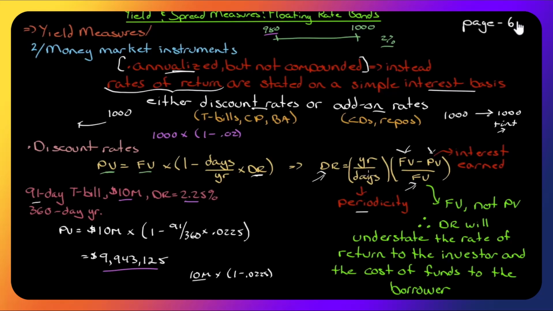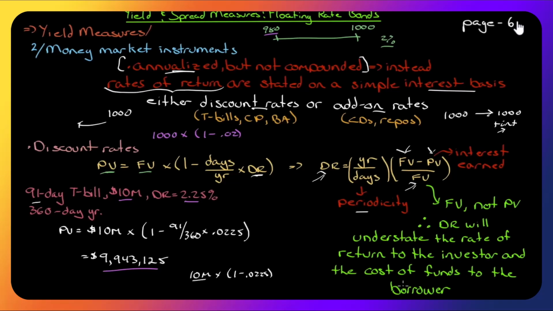This is the number of times a year that we can make this much money, but it's not, because this is future value. If this were present value, this would make a lot of sense, but it's future value. So we should be aware of it. So I make a note here. Future value, not present value. Therefore, the discount rate will understate the rate of return to the investor and the cost of funds to the borrower.